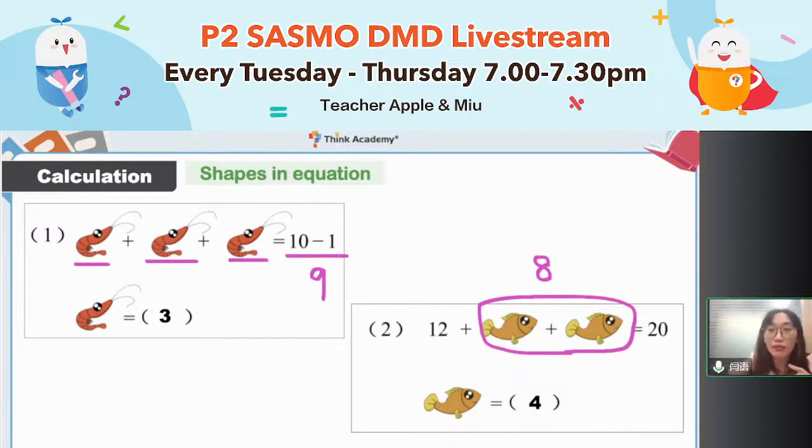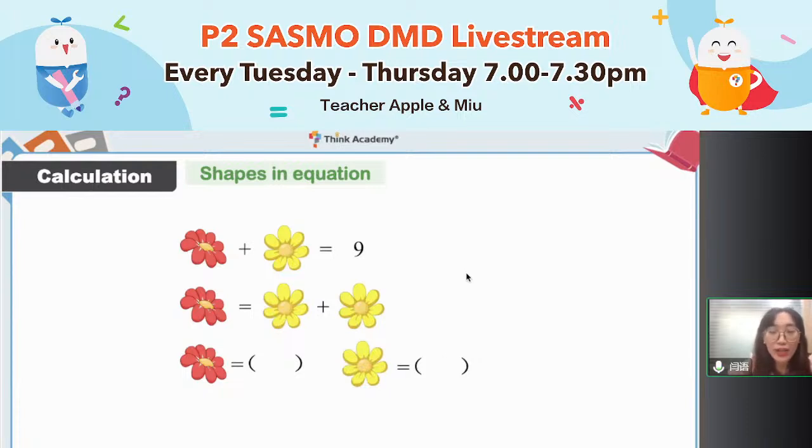So now you see this is the very, very basic logic for shapes in equation. We try to figure out the number of the picture according to the equation. And it will be easier to start from the equation with only one item, one picture. Okay? So now let's move on to the second part. Look, teacher Apple has 1 red flower and 1 yellow flower. Red flower plus yellow flower equals to 9. And 1 red flower equals to 2 yellow flowers. So how can we figure out the value of the red flower and yellow flower?